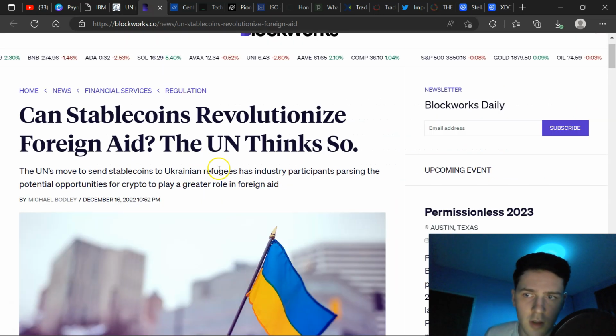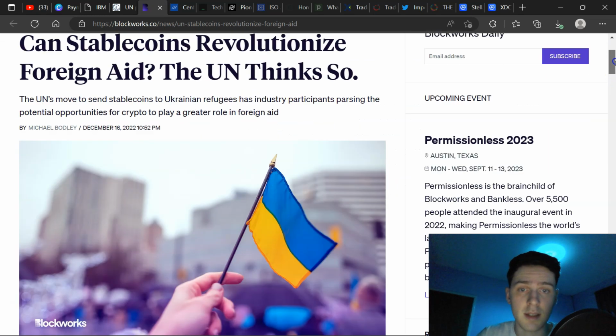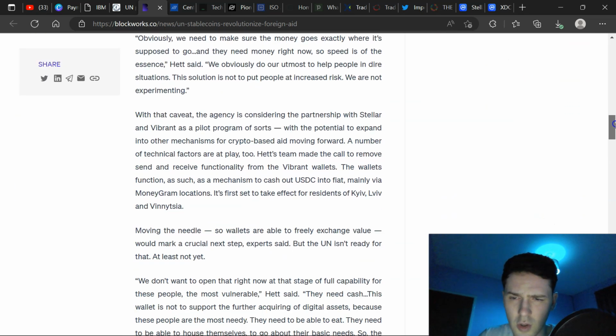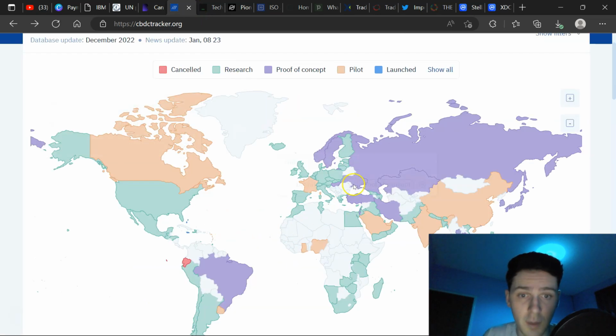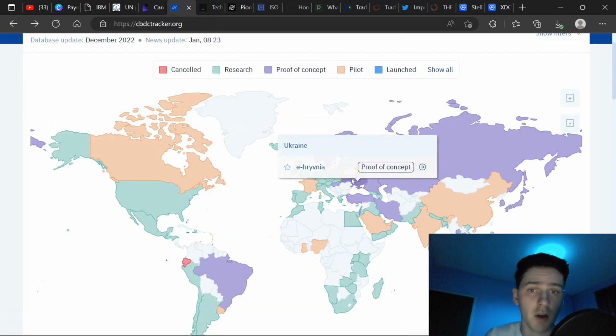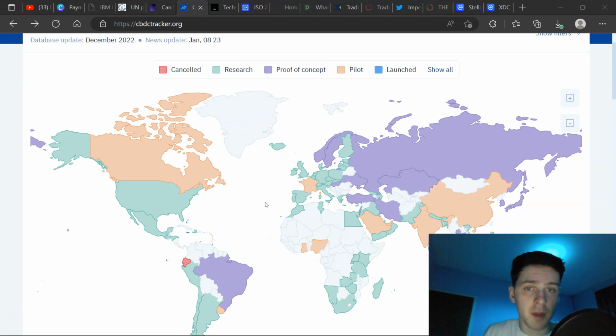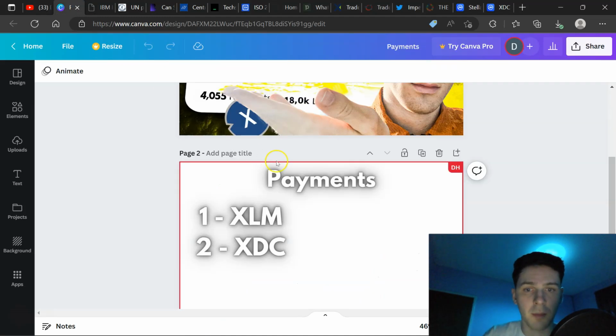Now, a continuation of this article, another part I really want to go over in terms of CBDCs, we can see further down. So we can see adding integrations for Ukraine's planned CBDC, which could launch in the first quarter of 2023. We know that Stellar acts as a network provider, and we can see here on the CBDC tracker, it's a proof of concept. We know that Stellar has been involved with Ukraine's development of the CBDC for absolutely ages now. It's important to know also Q1 2023 ends on the 31st of March. Not very far away. This is huge in regards to the main focus of this video, payments, right?